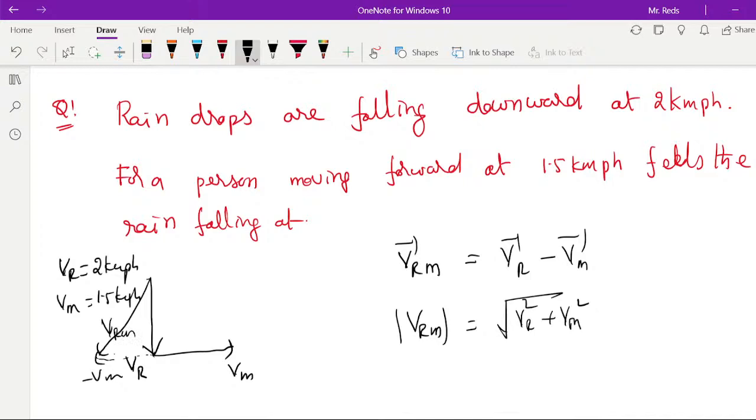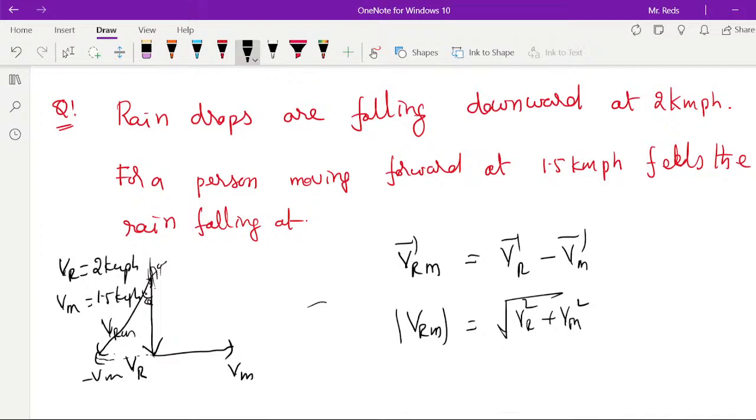If you're asked to find the direction, then you have to take the angle with respect to vertical. You have to find this angle, theta or alpha, whatever it is. But what are you asked to find, speed or angle? Actually, options are given about the speed only.